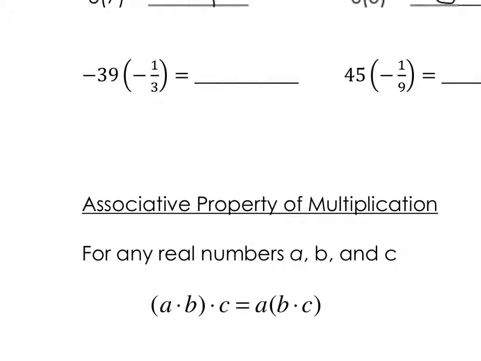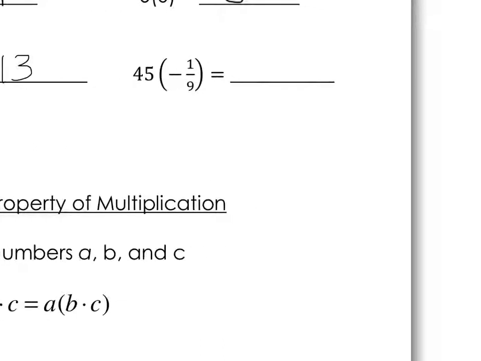This time we have a negative times a negative, so our answer will be positive. 3 goes into 39 13 times, so that gives us a positive 13. We have a positive times a negative. The signs are different, so our answer will be negative. 9 goes into 45 5 times, so our answer is a negative 5.